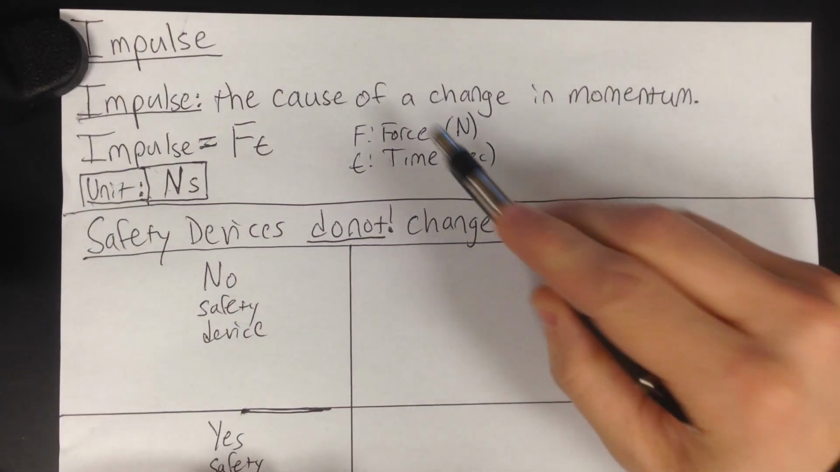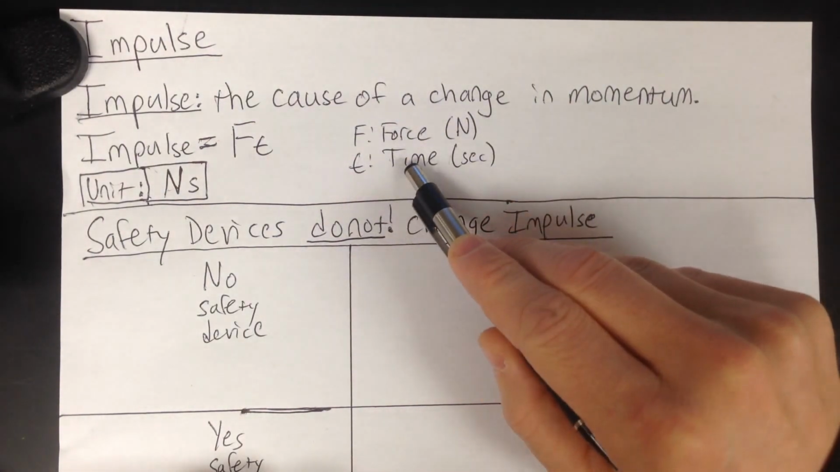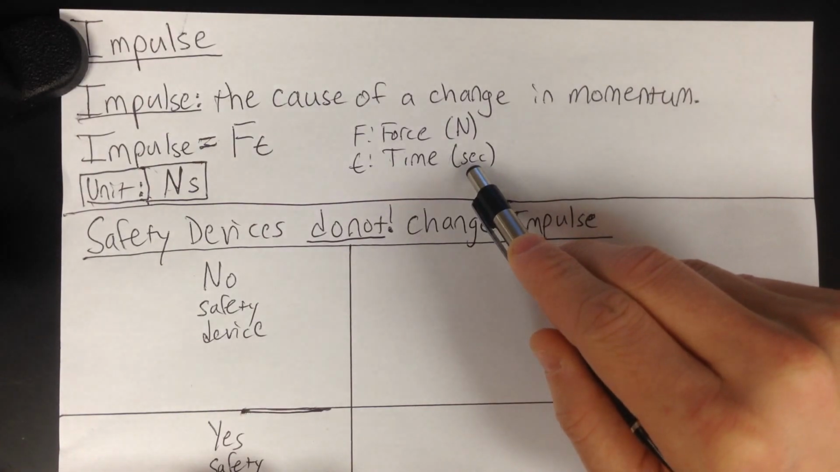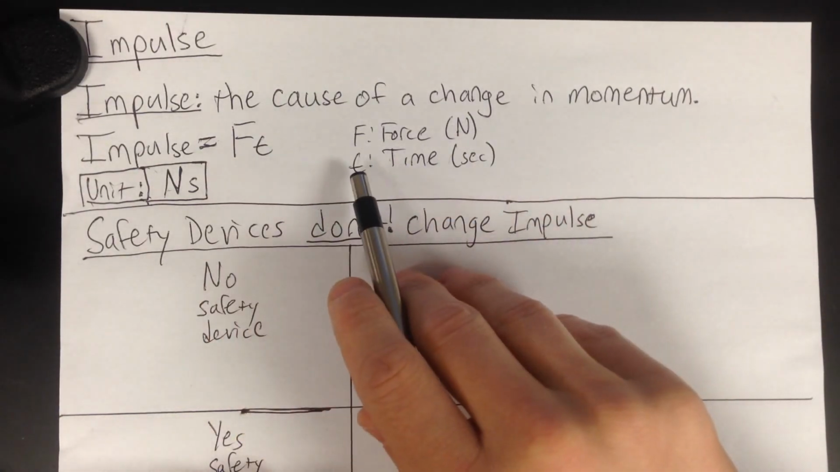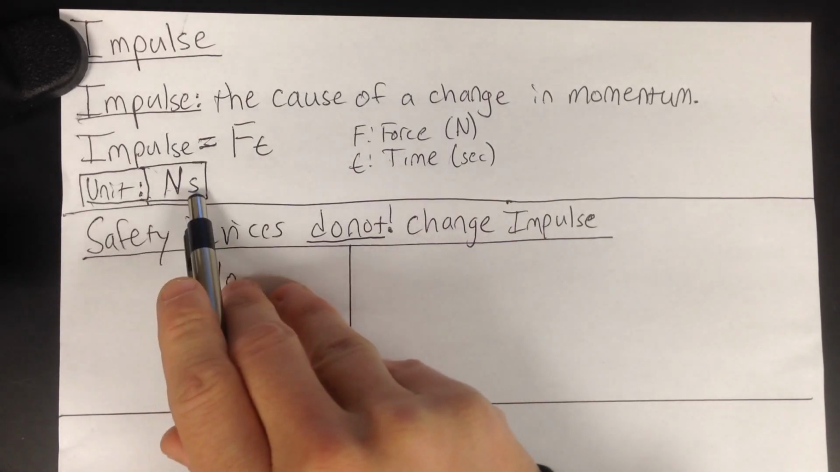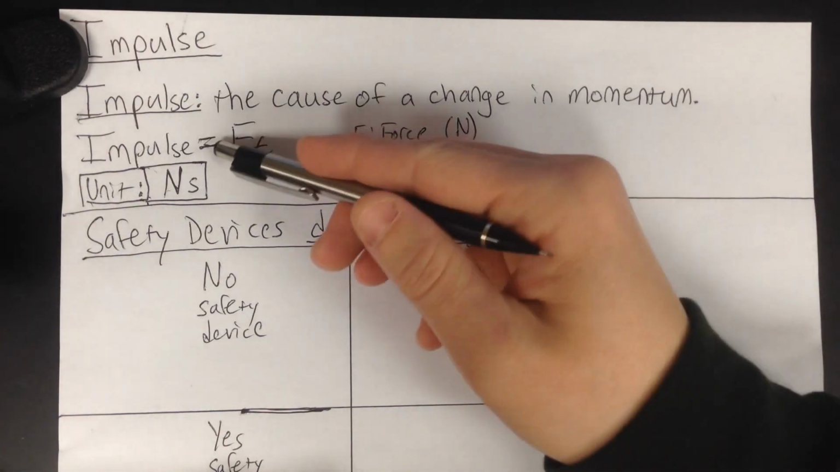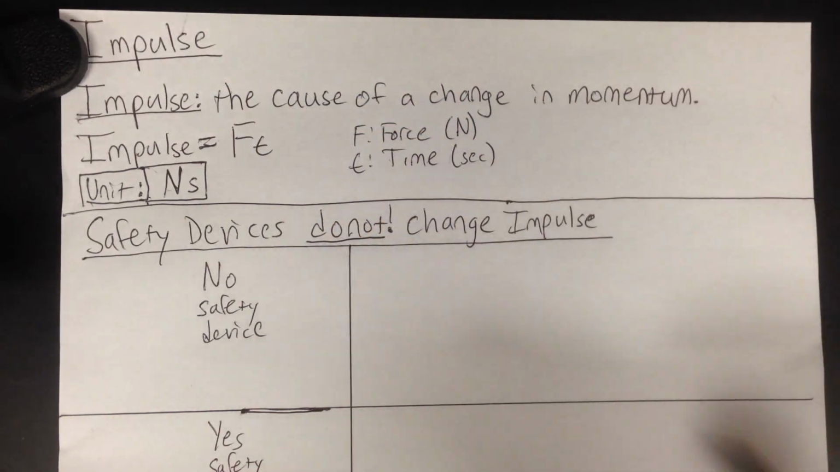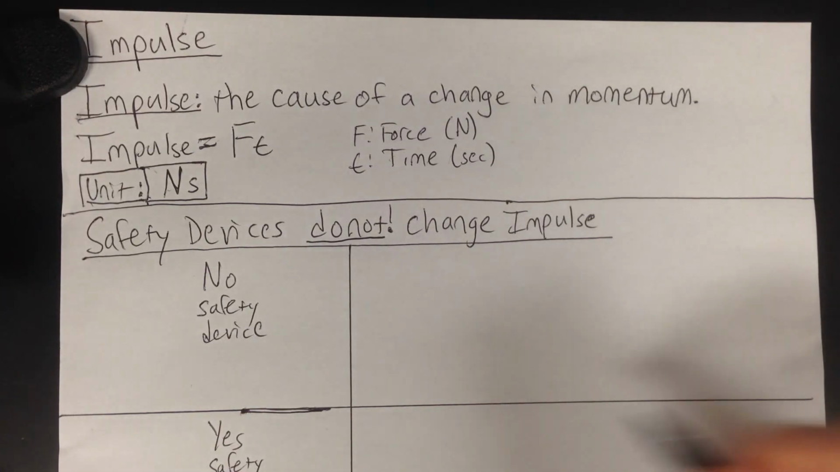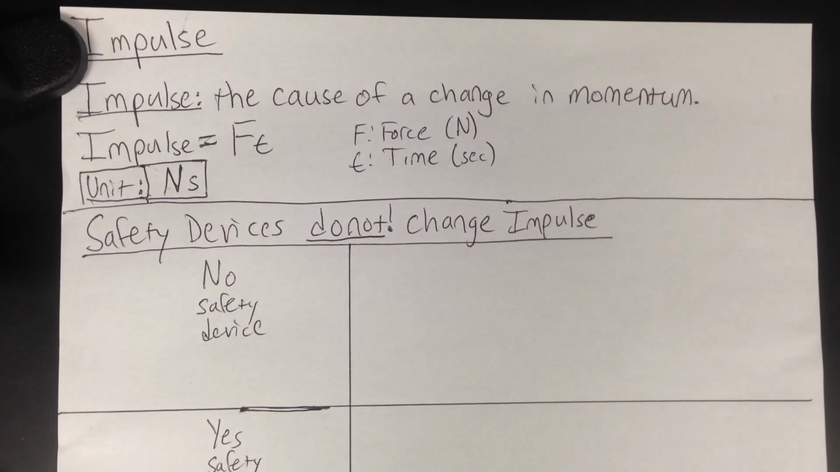Remember, the unit for force is newtons, abbreviated N. The unit for time is seconds. So when you combine those two together, you get the unit for impulse is N·s. So impulse is force times time. When you multiply those two together, the product of those two equals impulse, and the unit is N·s. Not N over s, just N times s is the unit.